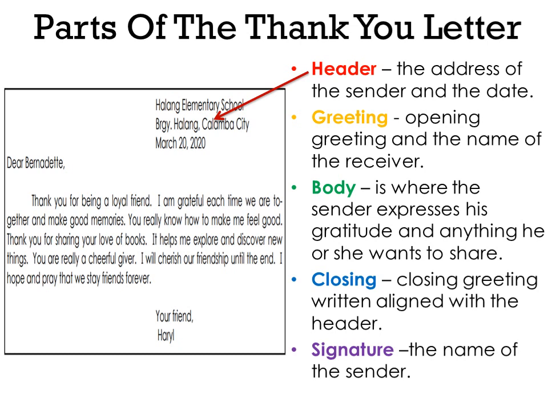And look at this one. They started with a capital letter. Okay? Now let's have the greeting. Greeting is the opening greeting and the name of the receiver. Okay? Example is Dear Bernadette. Dear Johanna. Dear Mama. Dear Father. Or Dear Papa. Okay? That one is greeting.